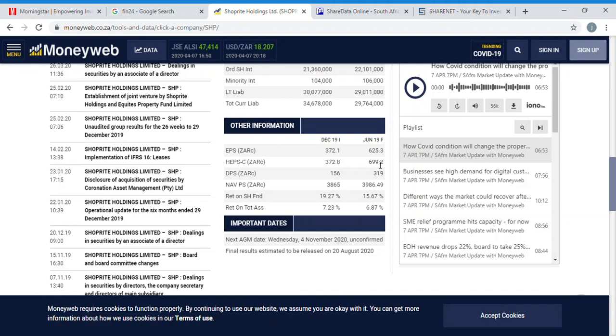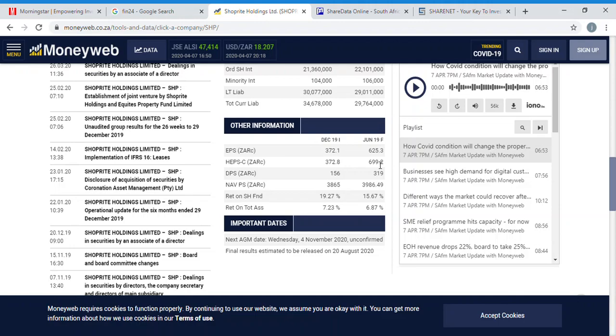That's what I use. So they exclude once-off items, and these are like corporation earnings. So I use headline earnings. I don't really use EPS because they've got a lot of accounting problems there. But it's just my personal preference.